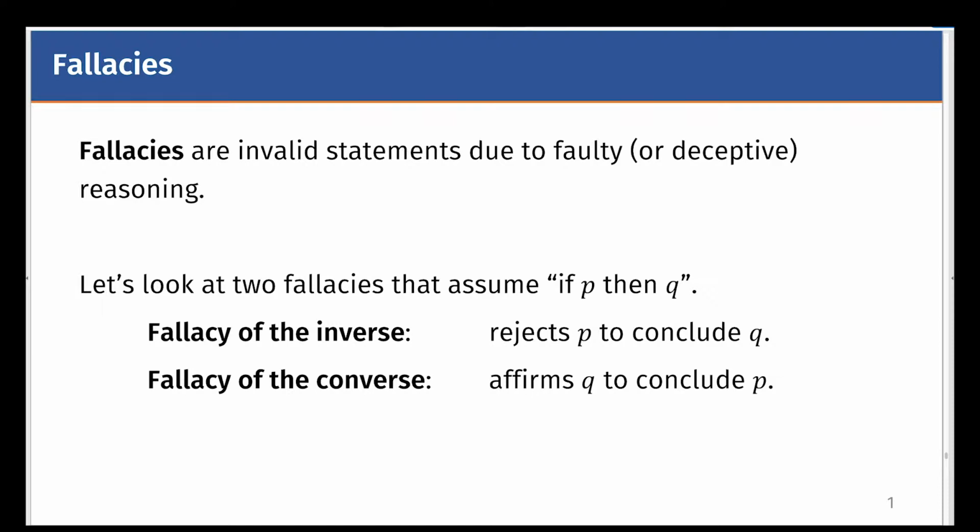Let's take a look at two fallacies that assume if P, then Q. The first is the fallacy of the inverse. It works by rejecting the if part in order to conclude the then part. Normally, you would have a valid argument by affirming P in order to affirm Q. But in the fallacy of the converse, you do it the other way around. It is illegal to affirm Q to conclude P. Just because P implies Q does not always mean the reverse.